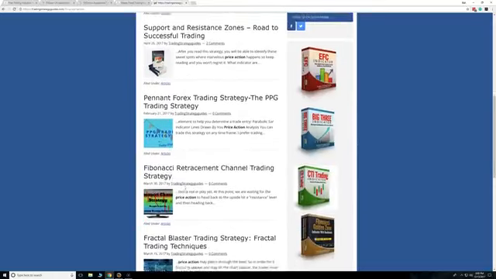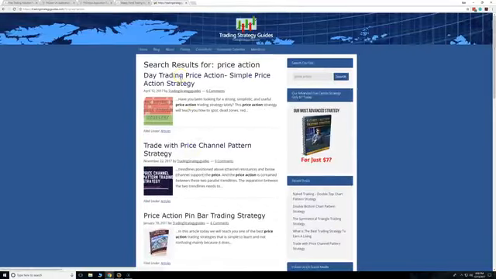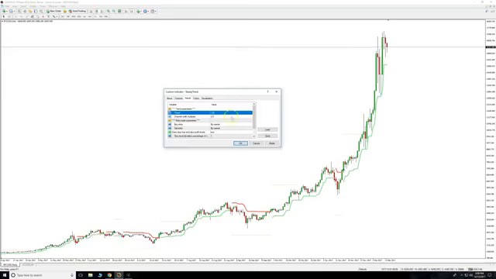And I would read all these. Actually, these are all very good and very detailed strategies. A lot of them basically show you what price action is. And so I would go ahead and do that, especially if you're a beginner trader.